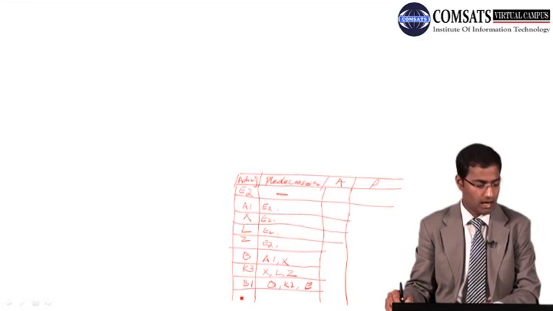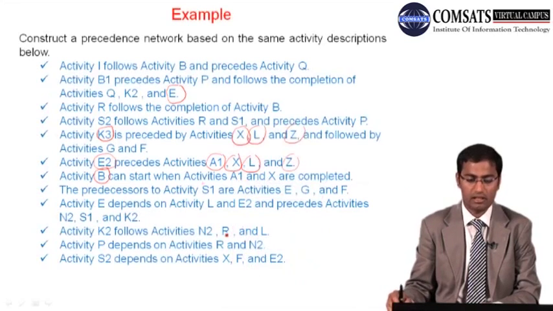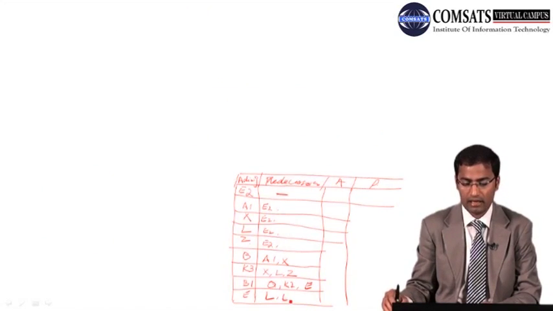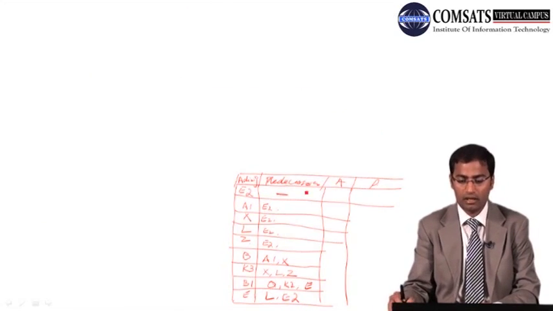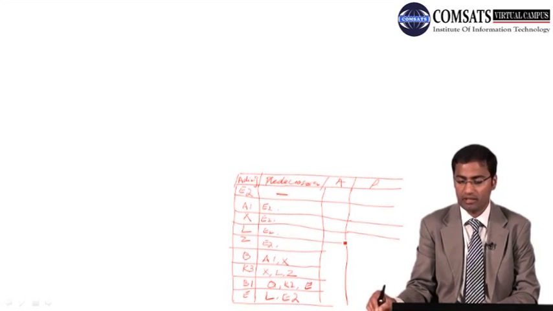So that is B and B1, and now we have B drawn and K3 drawn and E. Activity E depends on activity L and E2. So L and E2, right? Okay, so we have identified 1, 2, 3, 4, 5, 6, 7, 8, 9. Nine activities we have identified so far. So let's complete the remaining table in the same fashion.